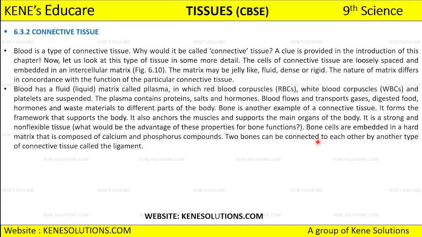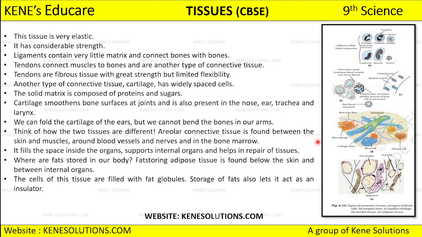Ligament बोलेंगे. Okay, so this connective tissue is very elastic and it can have considerable strength as well within it. Now ligaments contain very little matrix. Ligaments का जो matrix होता है, that is very small, and this ligament connects the bone with the bone itself. So ligaments and tendons, these are the two parts of the bones that we have. I told you that ligaments have very little matrix and connect the bone with the bone.